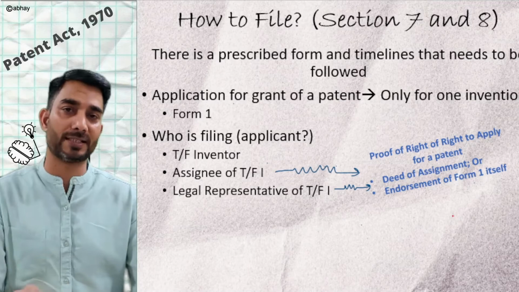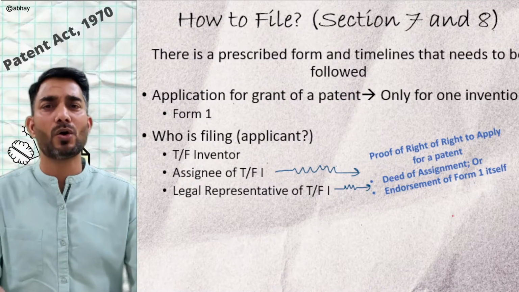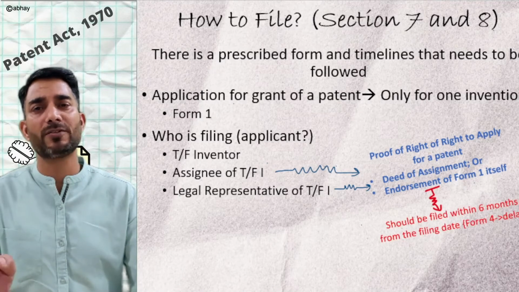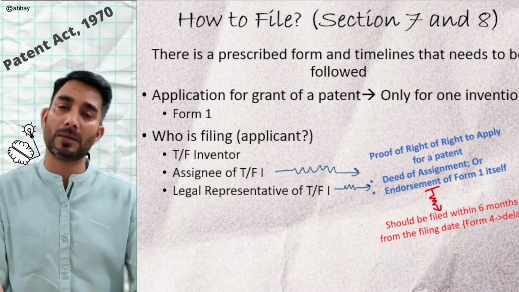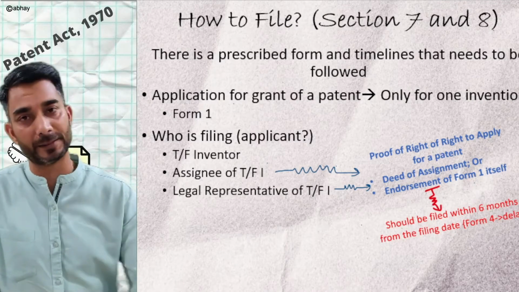Proof of right to apply, the deed of assignment or assignment deed, or the signed Form 1 needs to be filed within 6 months from the filing date. It can be filed during the filing also, but it can be filed within 6 months from the filing date.